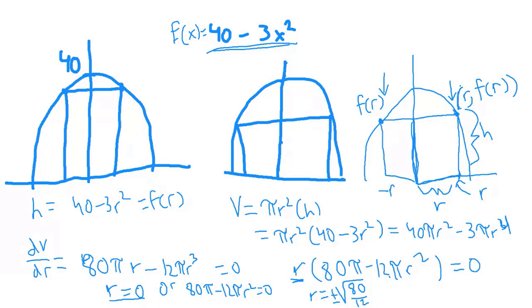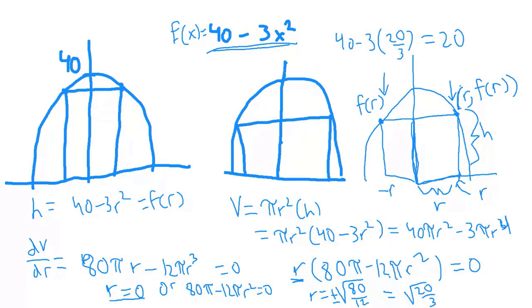You can simplify it just by dividing top and bottom by 4. So we could say root 20 over 3, and then you can plug that back into your equation to get your actual height. So you could do 40 minus 3, and this root 20 over 3 is squared, so it just becomes 20 over 3. And that should just give us 20 as our height.